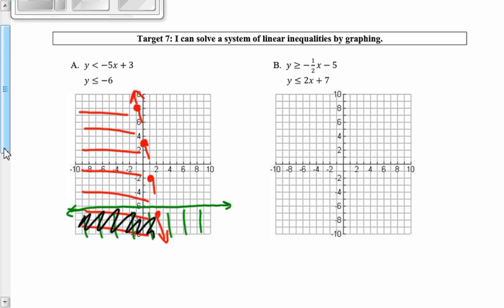And then for your last one, y is greater than or equal to negative 1/2 x minus 5. So I'm going to start at negative 5 with a slope of negative 1/2. And that is equal to, so I'm going to go ahead and create a solid line. And since it says y is greater than, I'm going to shade above.